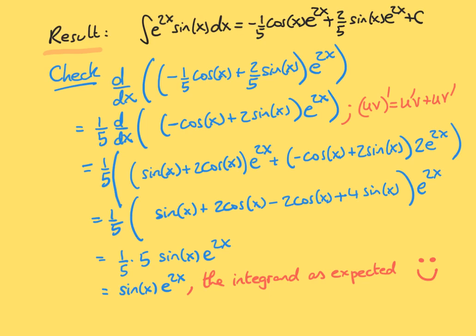And now when we look at this, we see that the 2 cosine of x and the minus 2 cosine of x cancel. And what we're left with is sine of x plus 4 sine of x, so that's 5 sine of x. And again, the 1/5 and the 5 factors cancel, and we are left with sine of x times e to the 2x. And that is our initial integrand, and that's exactly what we expected if our result was correct. So in this way, we have confidence that our result is right.